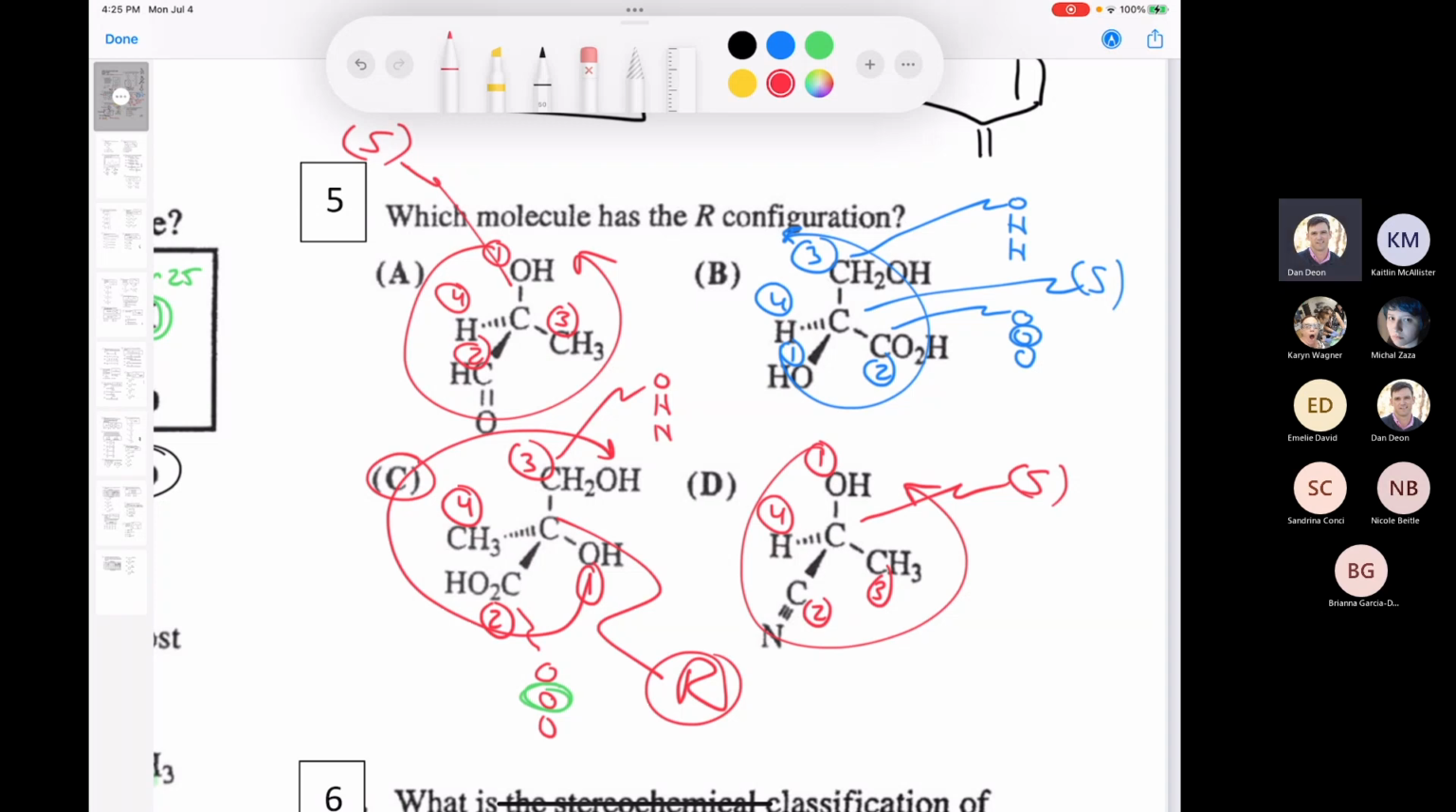A little bit of review of Cahn-Ingold-Prelog rules. Make sure you're able to designate stereocenters as R and S, because if there's a question on the exam that involves nomenclature of a ketone, it might have a chiral center in it. So you need to be able to identify that chiral center as R or S.